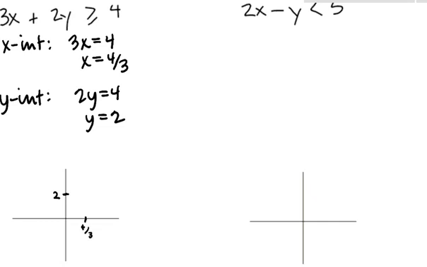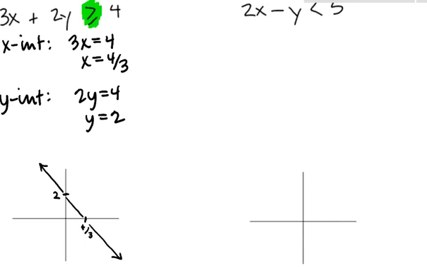And then we're going to connect them. Since I see that it's a greater than or equal to, I'll use a solid line. But if it had been just a regular greater than, I would have needed to use a dashed line. And then I have to figure out which direction I'm going to shade.